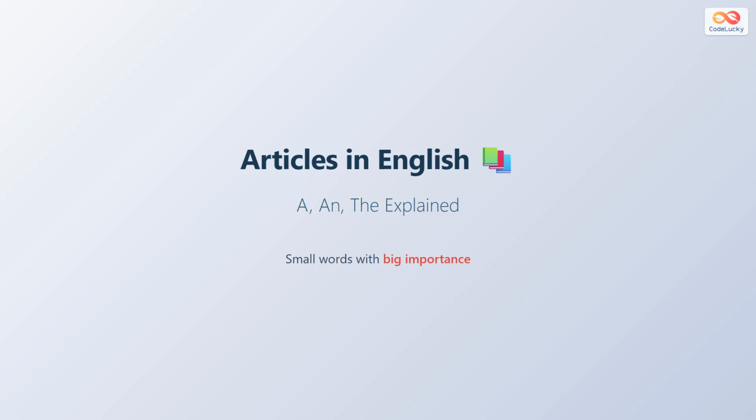In this video, we will explore articles in English. Articles are small words, but they are very important for correct English. We will learn about three main articles: a, an, and the. These tiny words appear before nouns and help us communicate more clearly. Let's begin our journey into understanding articles.